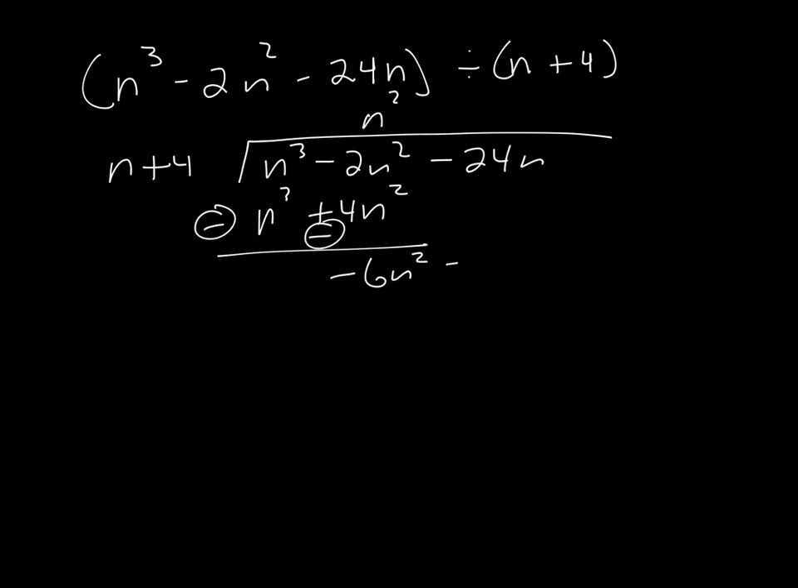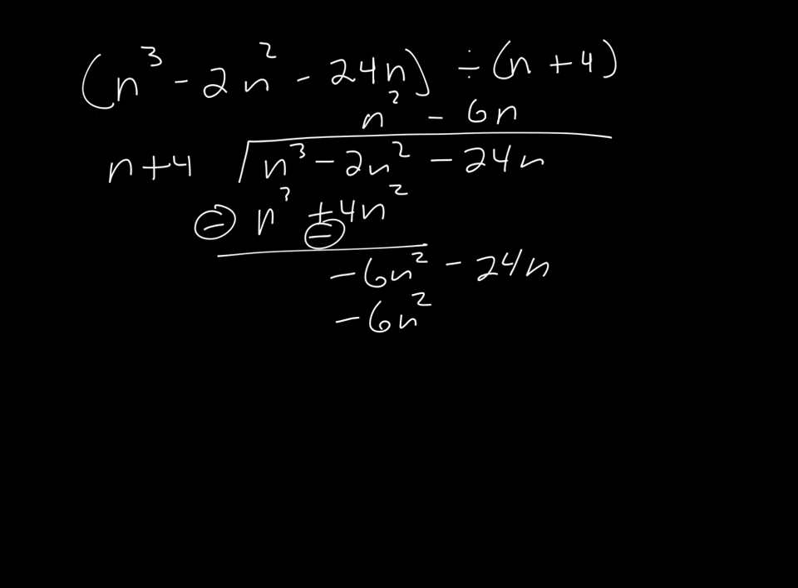Next step, bring down the new thing and start over. You're starting over by asking yourself again, what do I put up here times n to equal negative 6n squared? We already have an n. We need the negative 6, and we need one more n. So we're going to put up here negative 6n. And then we do it. So now we multiply. Negative 6n times n is negative 6n squared. That was the whole idea.